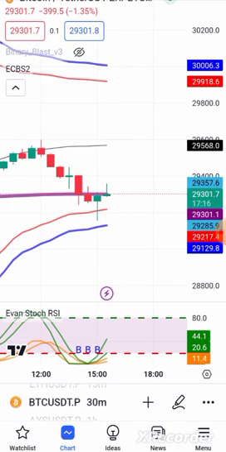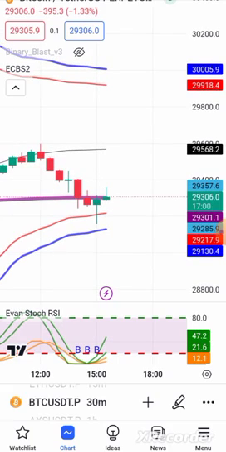Oftentimes, people tend to DCA at any point, which is not actually good for them. You have to DCA at a point where it works, not because you're in minus 10, minus 20, you DCA. No, that is a point of no return in the crypto journey. I call it the point of no return because doing that will make you lose a lot of money.